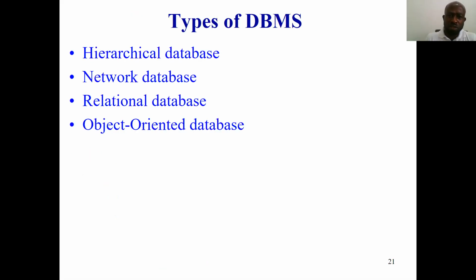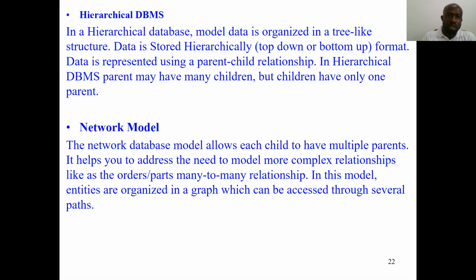Now let's look at some of the types of DBMS. The first one is the hierarchical database. The second one is the network database. The third one is the relational database. And last but not least is the object-oriented database. Now the hierarchical database. With respect to the hierarchical database, the model data is organized in a tree-like structure. That is, the data is stored in the form of a hierarchy, in a top-down or bottom-up format. The data is represented using the parent-child relationship. In the hierarchical database management system, parents may have many children, but children have only one parent.